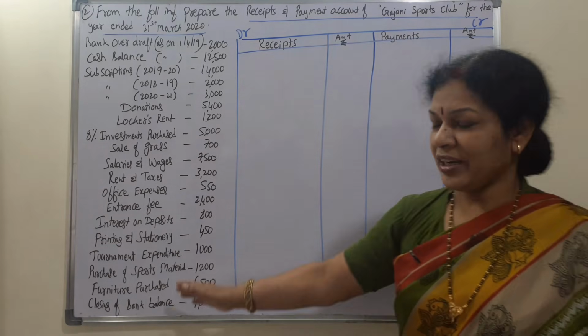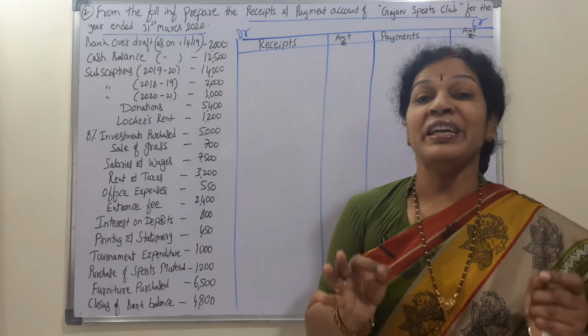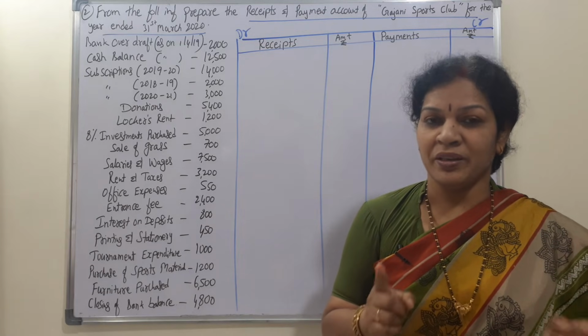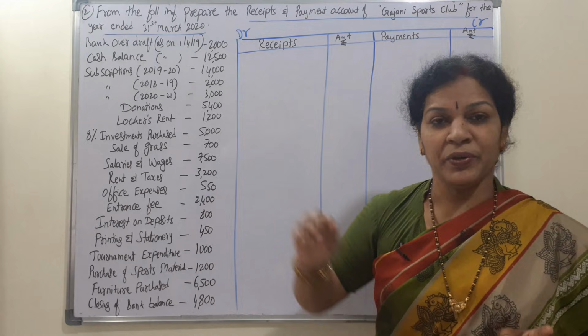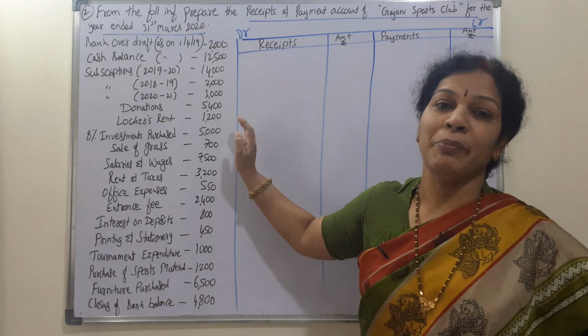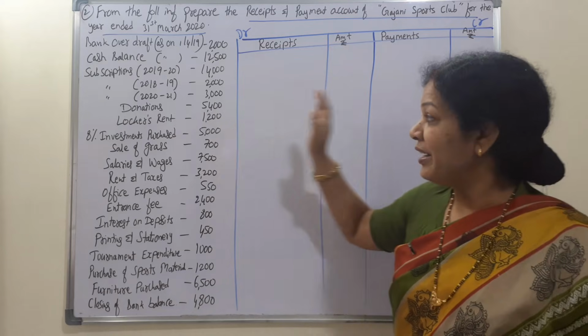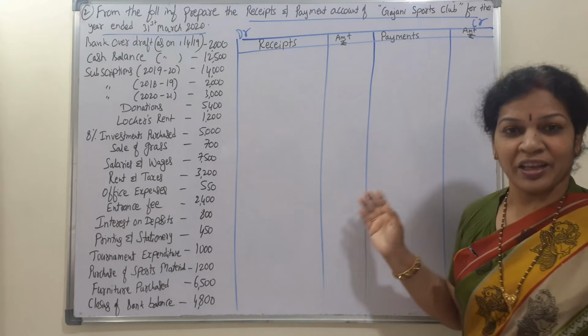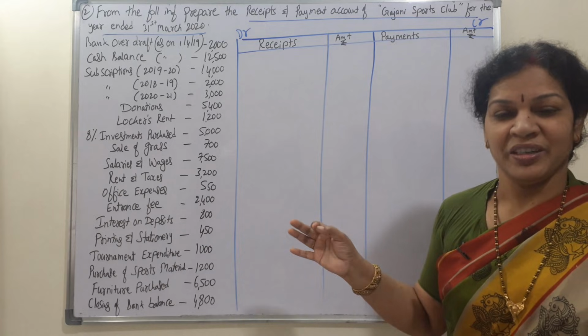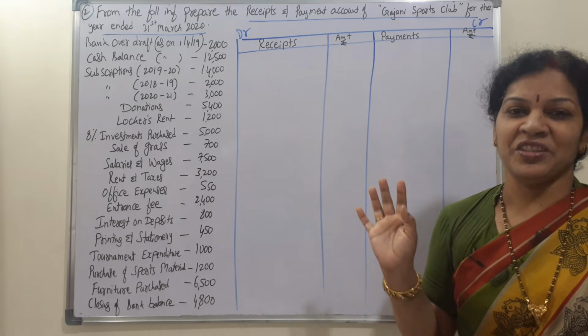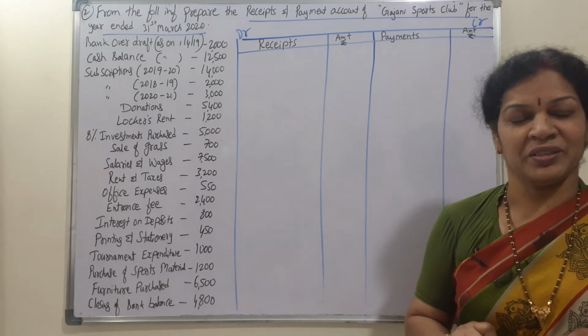Now each and every transaction we'll see, where it comes, and according to that we'll open. Before going to the problem, let me remind you, we start the cash book with opening balances and end with closing balances. Cash book or receipts and payment account, only the terminology is changing, cash book to receipts and payment account, that's all.